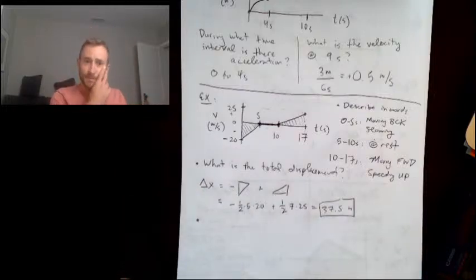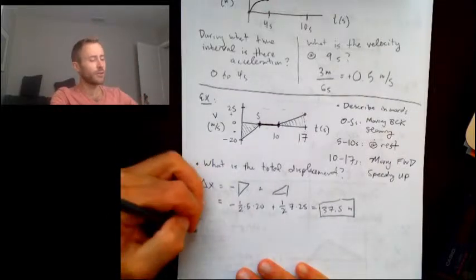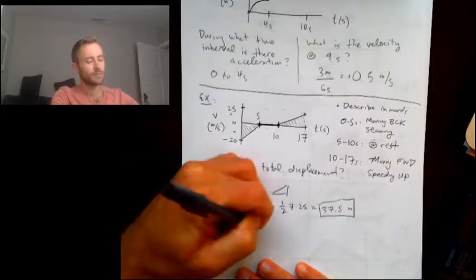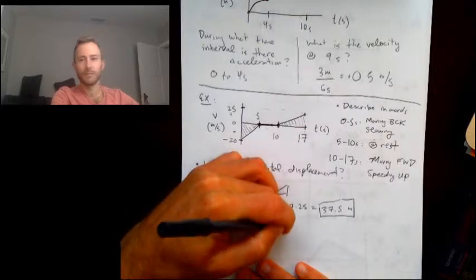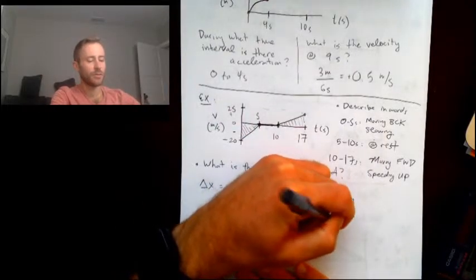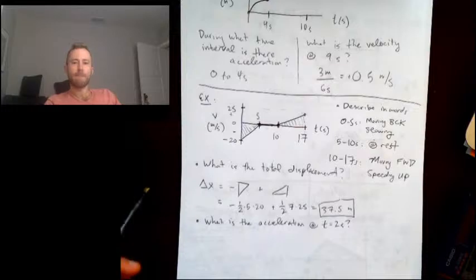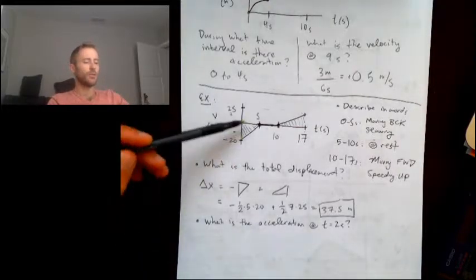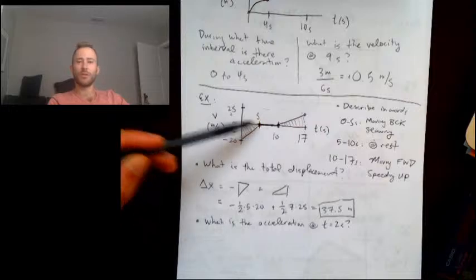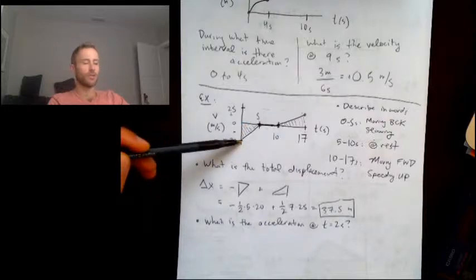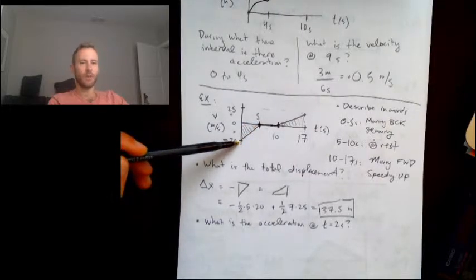As another question, let's go ahead and calculate what is the acceleration at time 2 seconds. So 2 seconds. The first segment goes to 5 seconds, so 2 seconds is about right here. So what I'm asking for is the slope of the very first line segment.